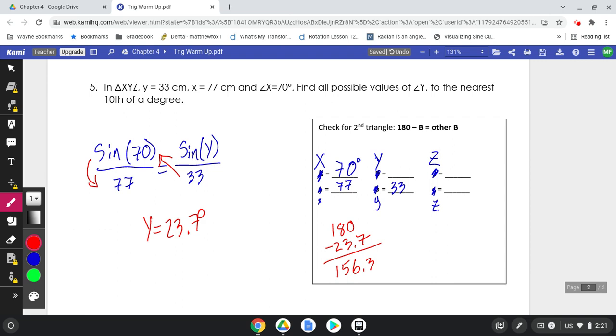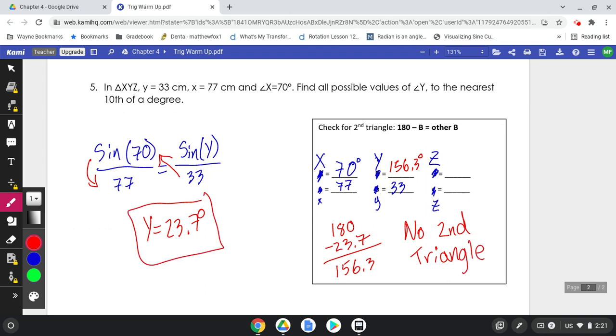Now, before we can accept that as an answer, we have to double check. Is this possible? If we look here, 156.3, if we would add that to 70, it's going to be greater than 180. That's a problem. That means it's not a possible triangle. So we put no second triangle. And our only answer then is y equals 23.7.